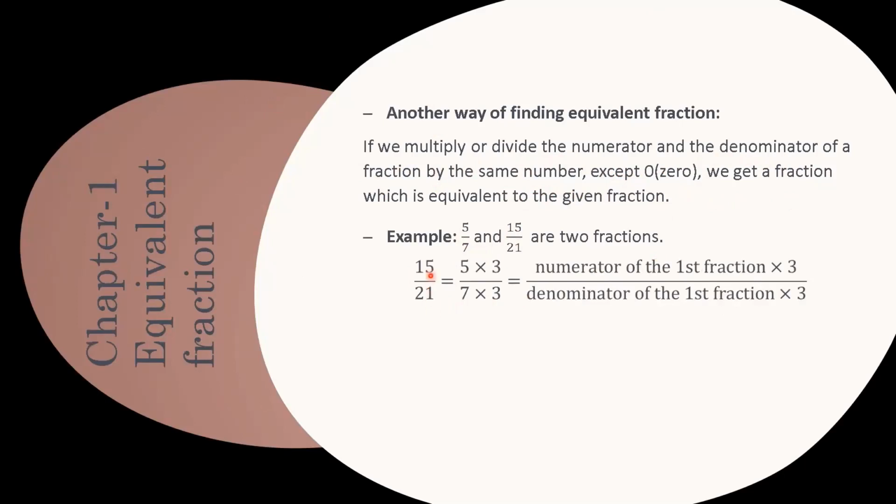As you can see, 15 divided by 21 equals, we can write down, 5 multiplied by 3 and 7 multiplied by 3. That is the thing I was telling, my dear. If we multiply the numerator and the denominator of a fraction by the same number, that's why 3 and 3, it is the same number. So numerator of the first fraction multiplied by 3, denominator of the first fraction multiplied by 3.